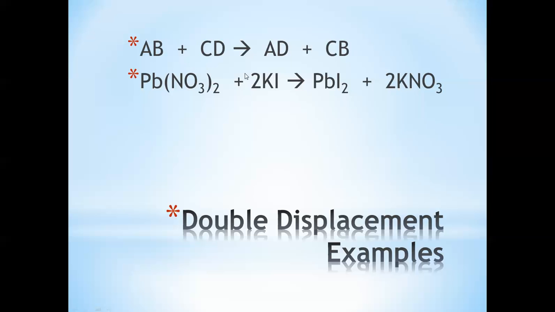One simple shorthand method of writing this would be AB plus CD yields AD plus CB. So in my example equation, you have lead nitrate plus potassium iodide yields lead iodide and potassium nitrate. So as you can see, potassium was with iodine on the reactant side of the equation, and it is now with nitrate. Lead was with nitrate on the reactant side of the equation, and on the product side, it is with iodide. So those are my examples of double displacement reactions.